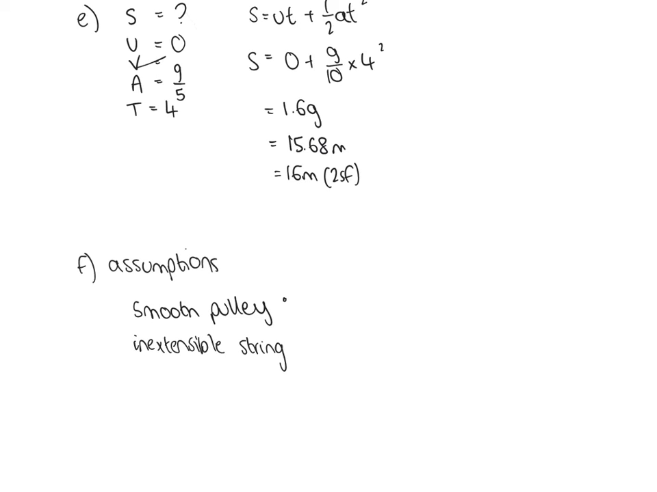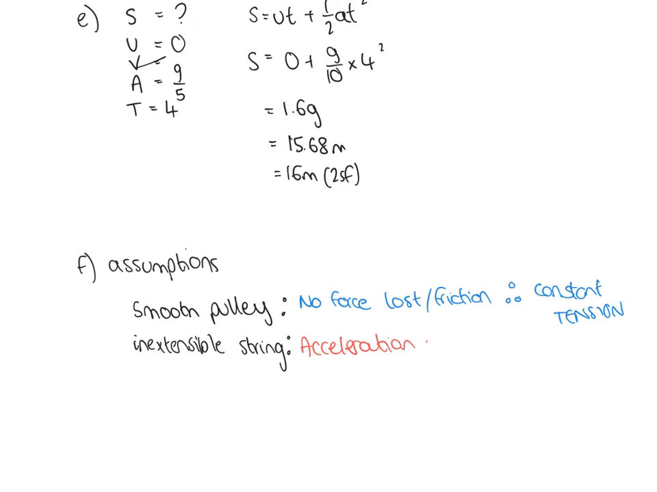So as soon as we see smooth, we think that means no friction. What does that actually mean in this case? It means that the pulley doesn't take any force, so the tension on either side of that pulley is the same. So the tension is constant throughout the system, which is why we can use the same T on both sides in both of our equations. Inextensible string, it's not elasticated, okay, it's all moving together, therefore the acceleration is constant throughout the system.